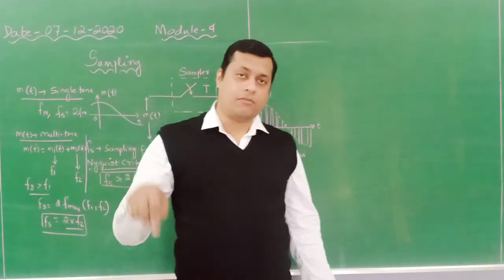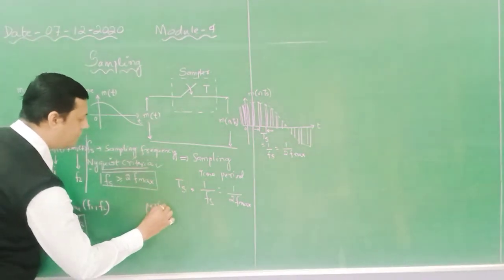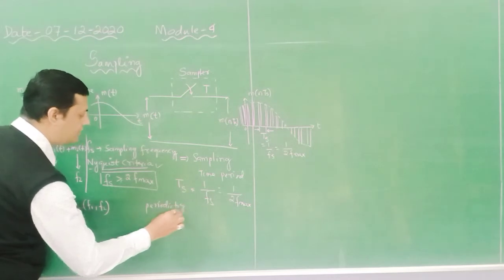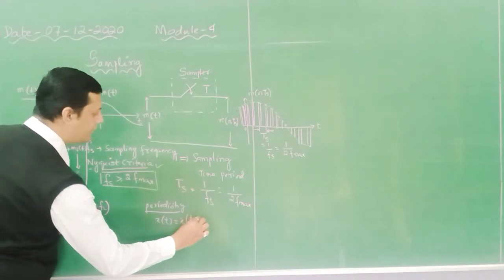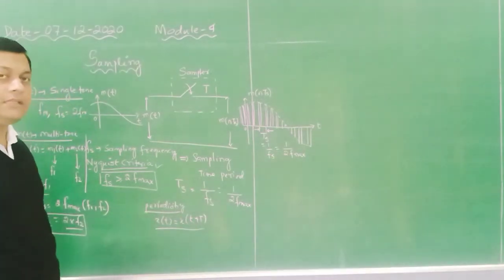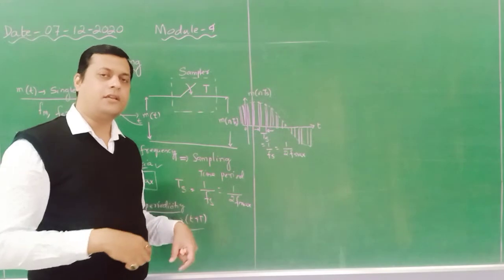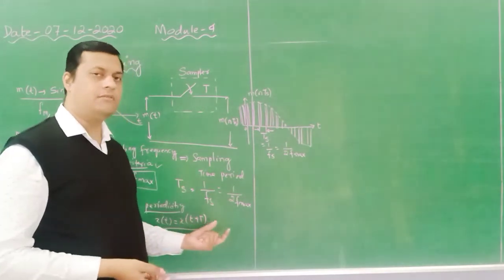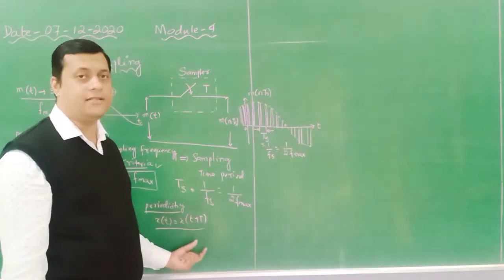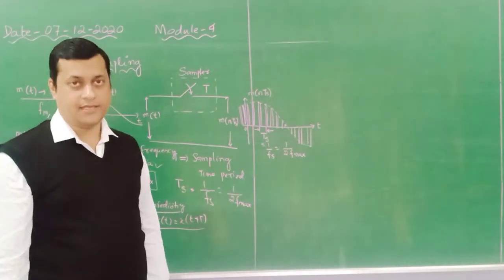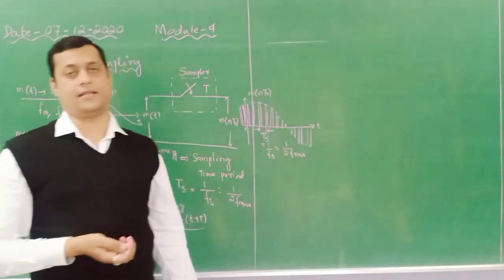Periodicity states that x of t must be equal to, everybody knows what periodicity is, x of t is equal to x of t plus capital T, where capital T is the fundamental time period. Now x of t, if it is equal after delay, or if it is advanced, if you shift that value and the amplitude is the same for that particular time period, then you will say it is called a periodic signal. But here we can't say it is a periodic signal. Here, after time period T, the amplitude varies. So if the amplitude varies, it does not satisfy the periodicity.